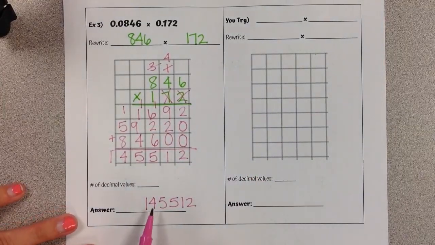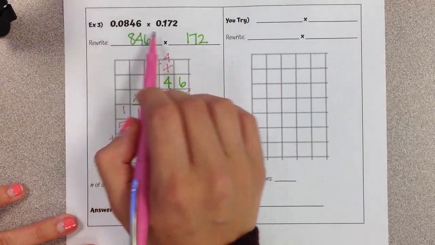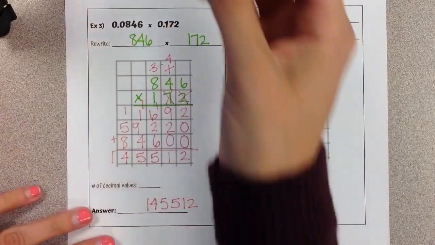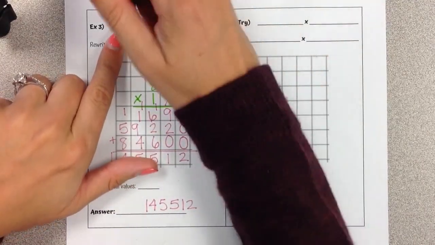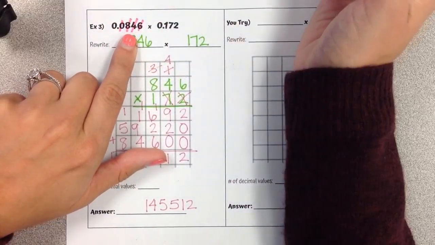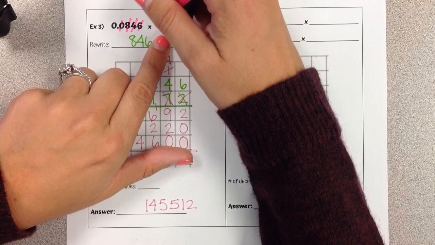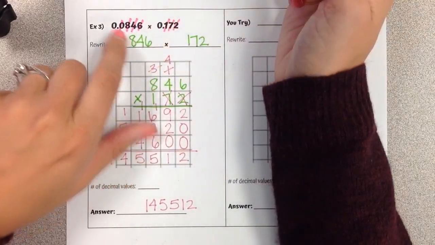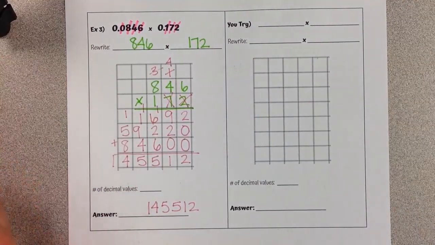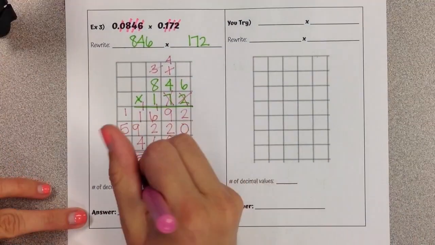So really, if we left it as is, 145,512 would equal 2 numbers that are less than 1 being multiplied? No way. Okay, so again, let's go back. Let's see how many numbers are after the decimal. So here we've got 1, 2, 3, 4. Here we've got 1, 2, 3. So a total of 1, 2, 3, 4, 5, 6, 7 numbers after the decimal.